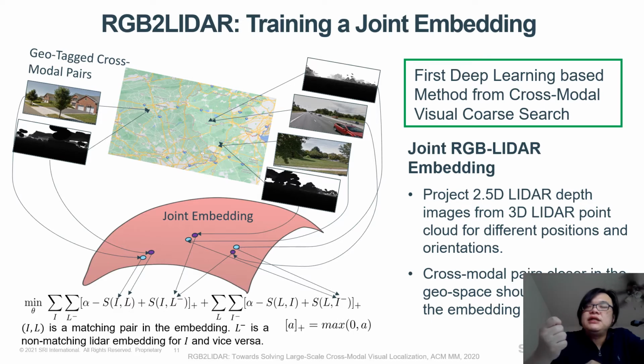And now for any query RGB image, we can also extract the descriptor by projecting the image into this joint embedding space. Then, based on the descriptor, we can find the closest descriptor from the database to get the LIDAR depth image and the corresponding 3D geotag position. So that is the concept of the cross-modal search using the RGB to LIDAR network we proposed.